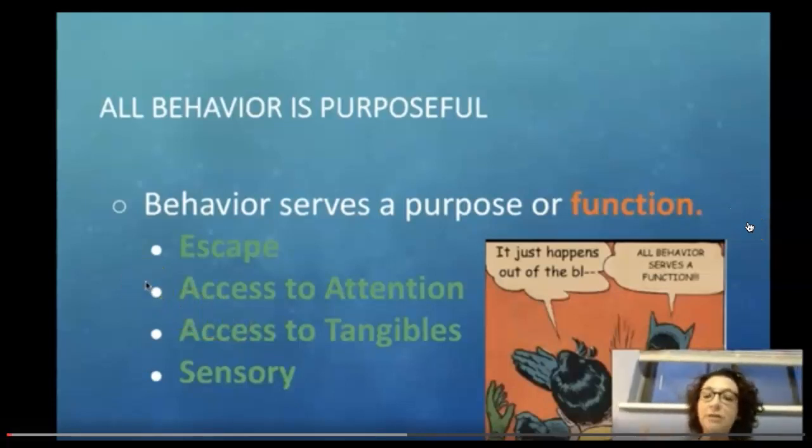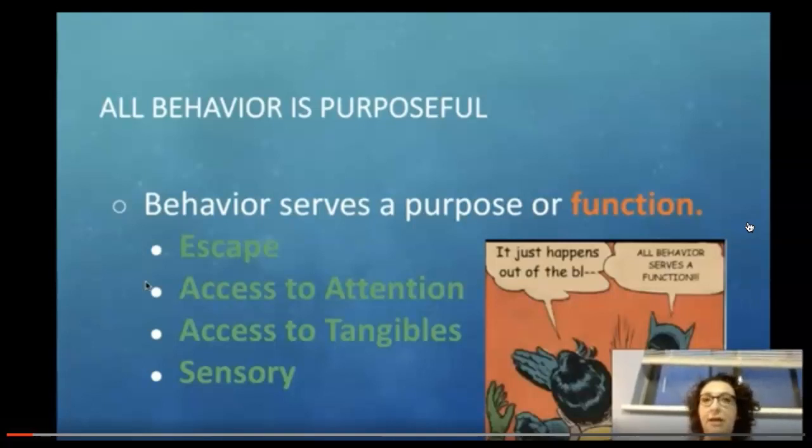So there are 4 different types of functions, or purposes, for behavior. We have escape, and we have access to attention, like I was talking about my son who throws temper tantrums, so I'll pick him up. Access to tangibles: my example was the kid who bites his sister so that she'll drop her donut and he can get it. And then sensory.